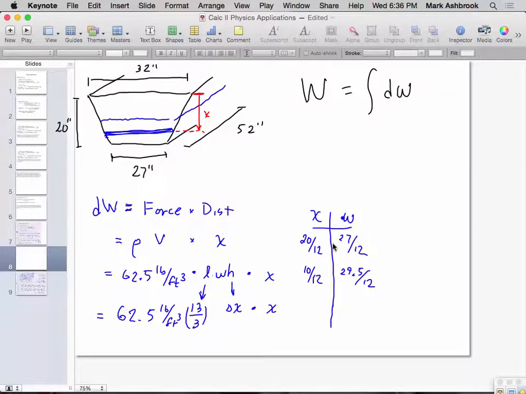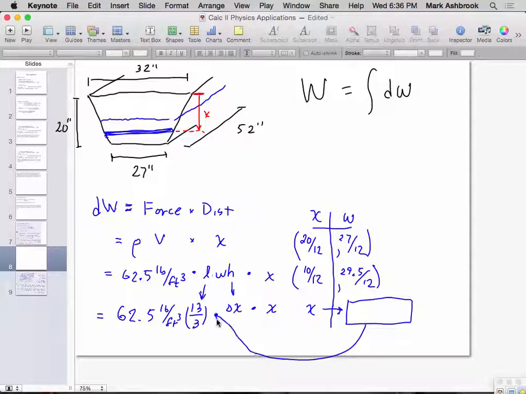So we've got two ordered pairs, x comma w, x comma w. What we really want is the w for any x. That means making the equation of that line, or the linear relationship. Given an x, it spits out the corresponding w. Okay, any questions so far? That expression will be our w in terms of x. It'll go right there, and we'll have our typical amount of work.